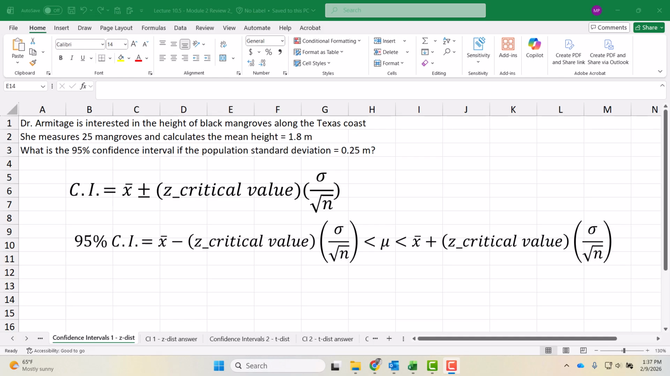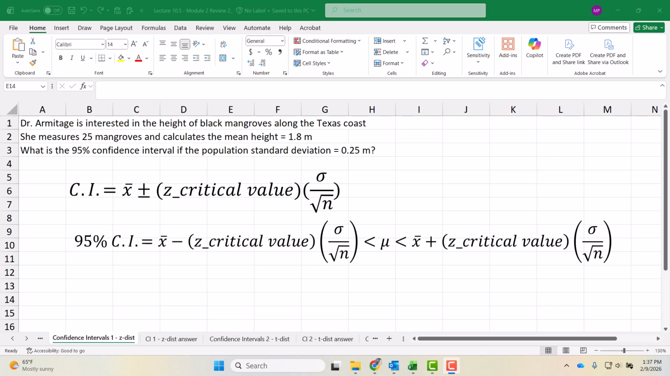This is the second review video for exam 2, where we're going to cover confidence intervals. And for confidence intervals, we have two different distributions that we're going to be using, the Z distribution and the T distribution. And it depends on the information that we have for the problem with what formula and which distribution we're going to be using.